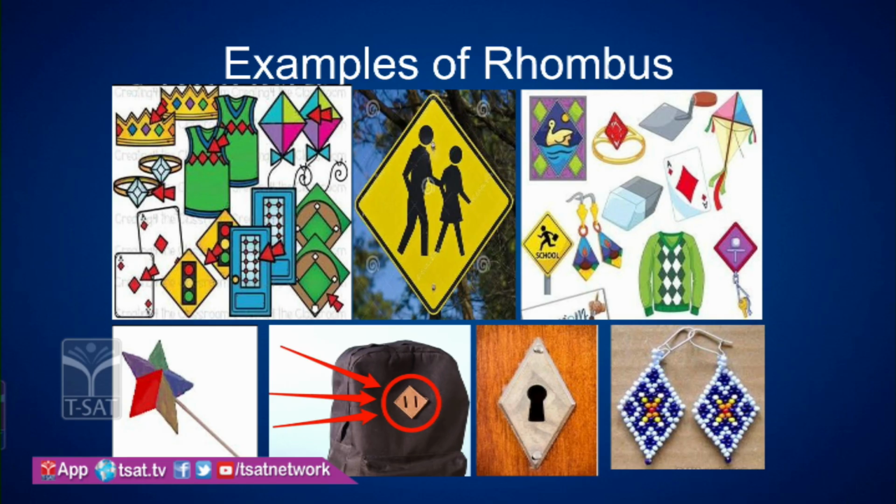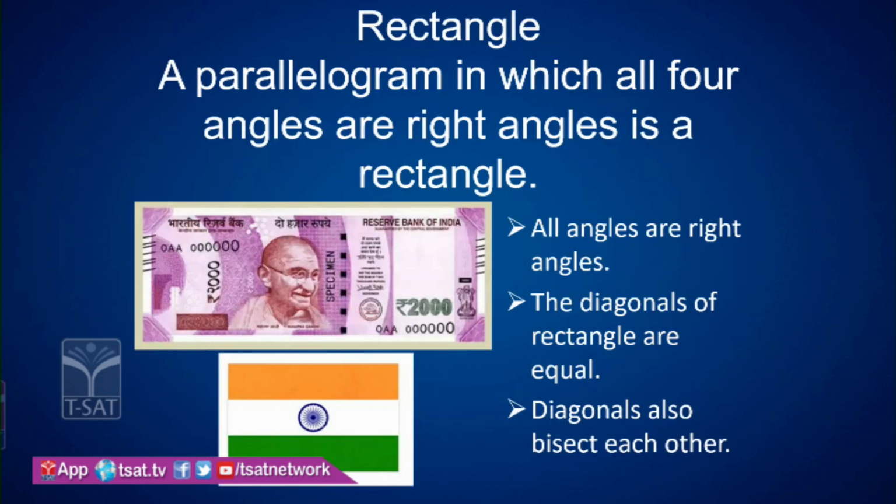While we are walking on the road, we observe some rules and regulations signs, which are also in rhombus shape. Our door key is also in rhombus shape, and our earrings are also rhombus shaped, and many more.